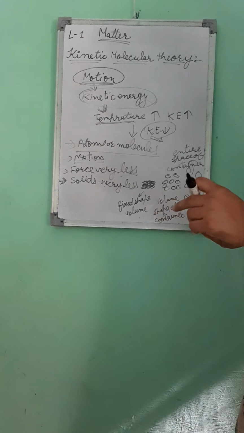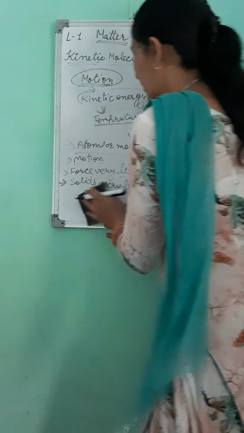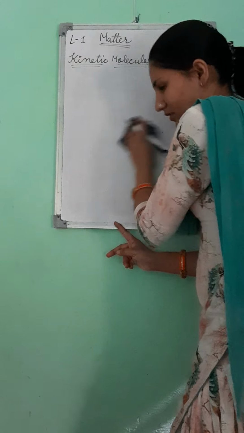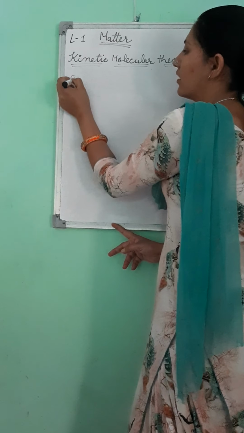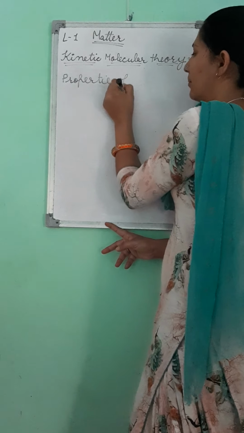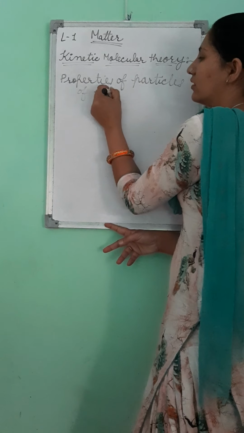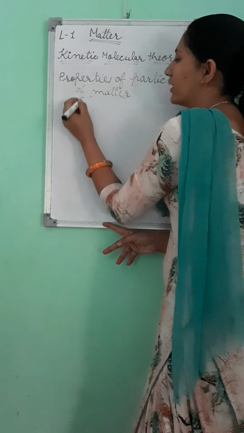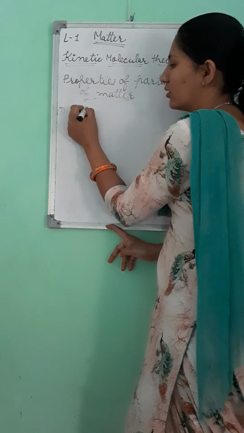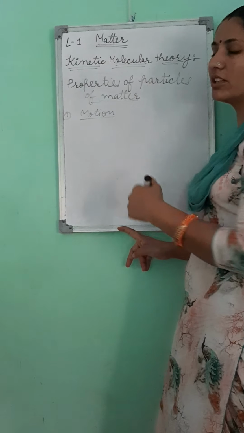After that, the next thing: all matter has three characteristics. These are the properties of particles of matter. There are three main properties. First, particles are continuously in motion, which we discuss in the kinetic molecular theory.